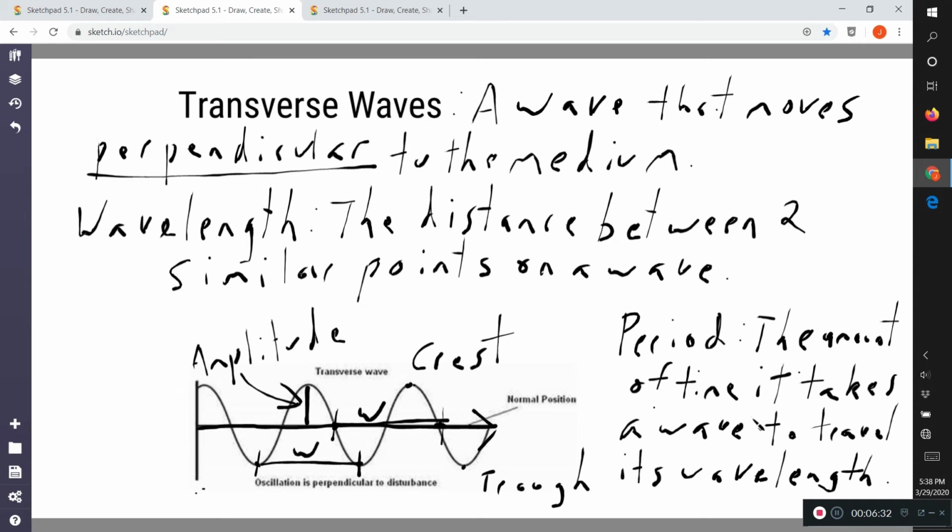So, reviewing the major properties, crest is the high point, trough is the low point, amplitude is how far up the crest is from the normal position or how far down the trough is from the normal position. The wavelength is the distance between similar points, and the period is how much time it takes to cover that wavelength. So that encompasses transverse waves.